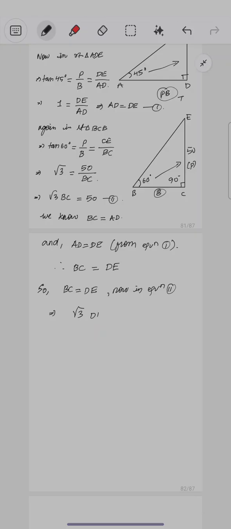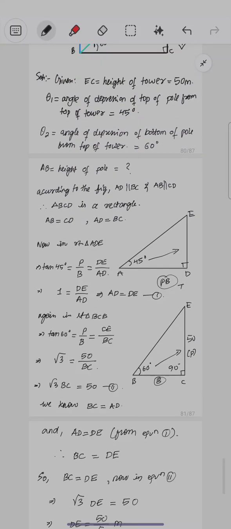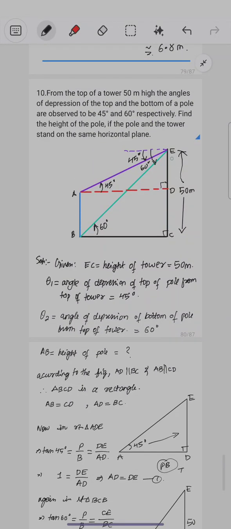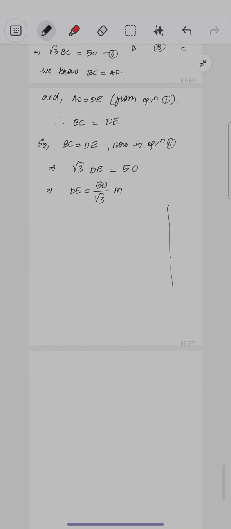Root 3 DE is 50. Now DE is what? 50 by root 3 meters. Therefore, what is EC? EC is made up of what? ED plus DC. Look at the diagram.